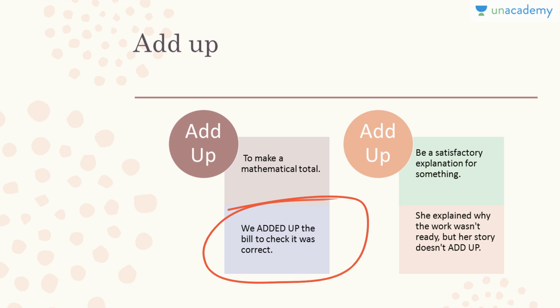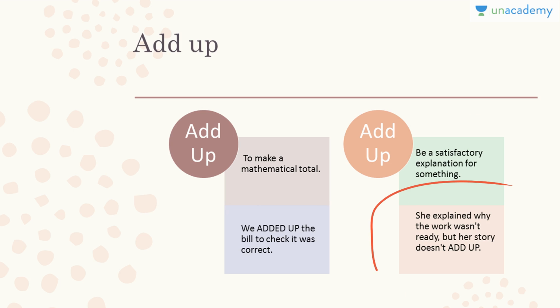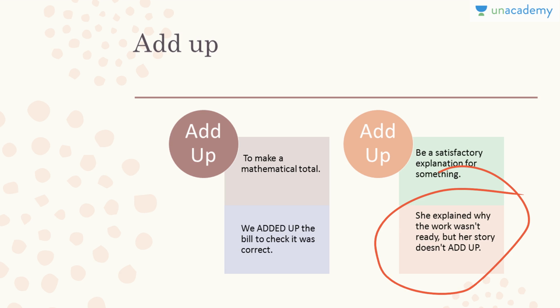The second meaning is be a satisfactory explanation for something. She explained why the work wasn't ready, but the story doesn't add up, right? So कई बार we do something, so we are trying to provide an explanation. एक और add on दे रहे हैं हम कि हाँ ये चीज़ है because of which probably you should be satisfied कि हाँ एक satisfactory explanation है, I couldn't do this because of this and all. So in the example she has said that she explained why the work wasn't ready, but उसका story probably wasn't convincing, so it didn't add up, right? It wasn't a satisfactory explanation.